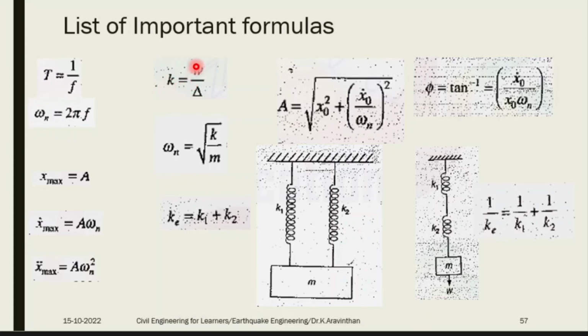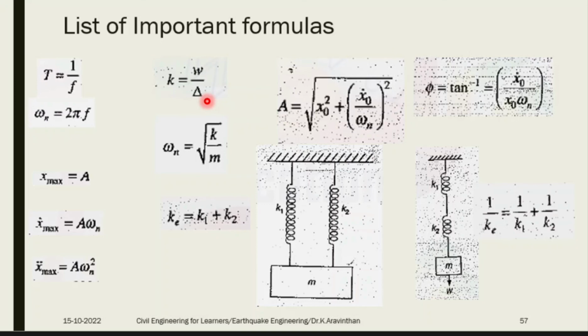k equal to W by delta. What is k? It is called stiffness. The formula for stiffness is force by deflection. What is the unit for force? Newton. What is the unit for deflection? Meter or millimeter. So your stiffness unit is Newton per meter. W is called force, delta is called deflection. So your stiffness formula is force by deflection and its unit is Newton per meter.